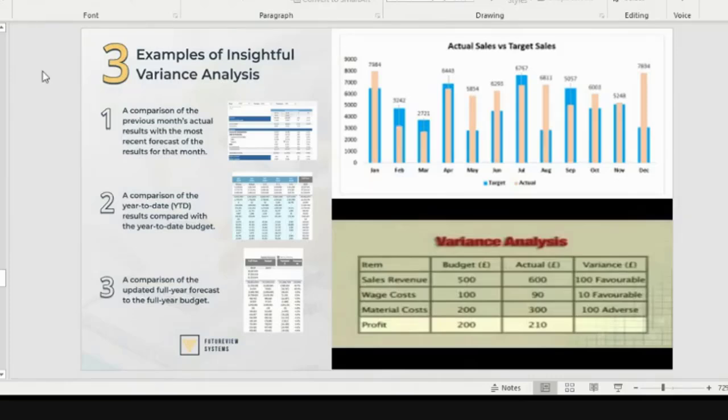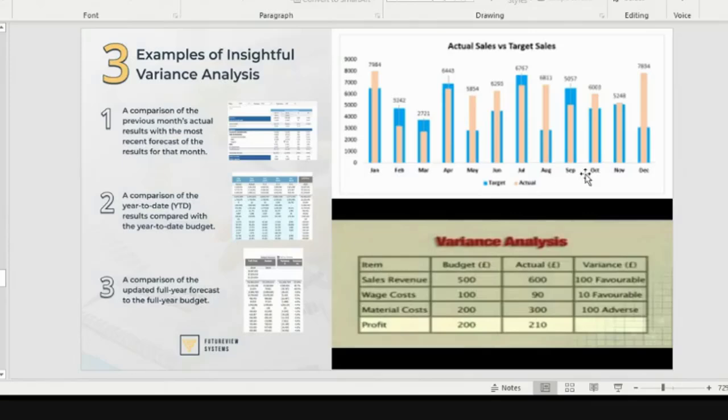Now, here we have some examples of insightful variance analysis. One, a comparison of the previous month's actual results with the most recent forecast of the results for that month. So previous month, actual results, and the forecast of the results of that month. And two, we have a comparison of the year-to-date results compared with the year-to-date budget. Three, a comparison of the updated full-year forecast to the full-year budget.